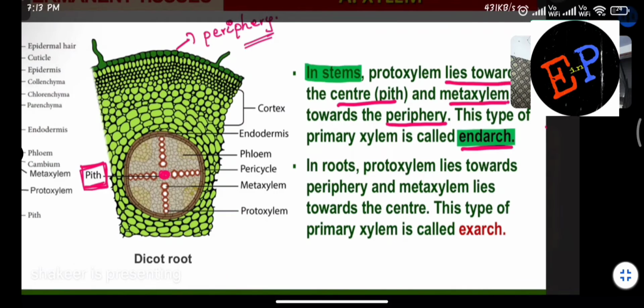Then we are studying about exarch. What is exarch? The exactly opposite condition. Towards the pith you can find metaxylem, and towards the periphery you can find the protoxylem, that is called exarch. And where do you find this exarch? Exarch you will find in the case of roots. That is the condition.